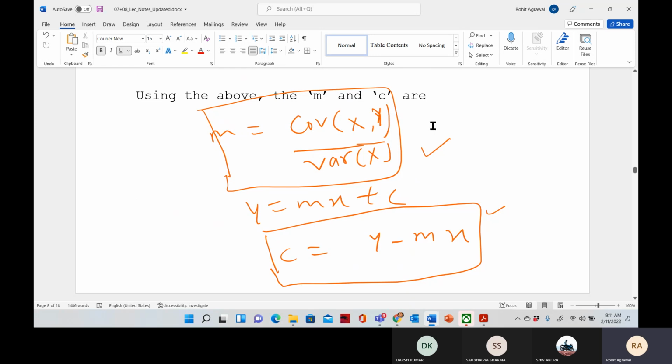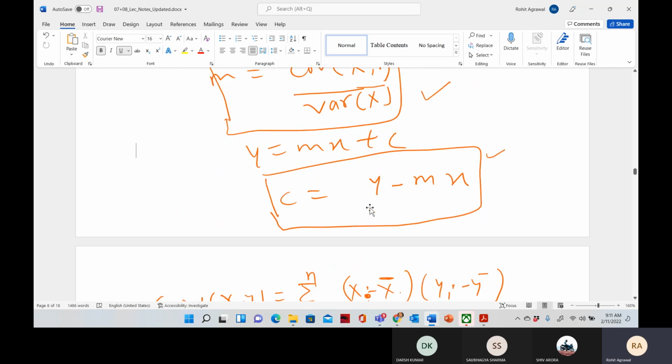In the book, instead of m they have written beta, and instead of c they have written c. Okay, but I just correlate with the basic mathematics that we studied in the 9th and 10th, that's why I have written m and c, that doesn't matter.